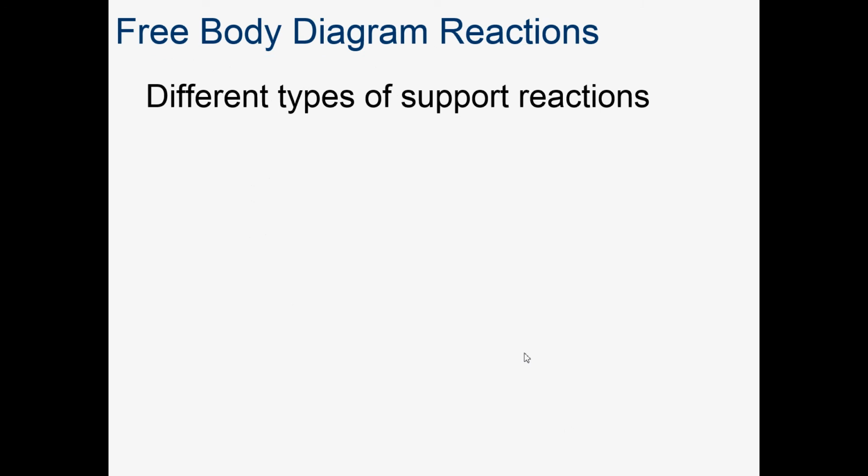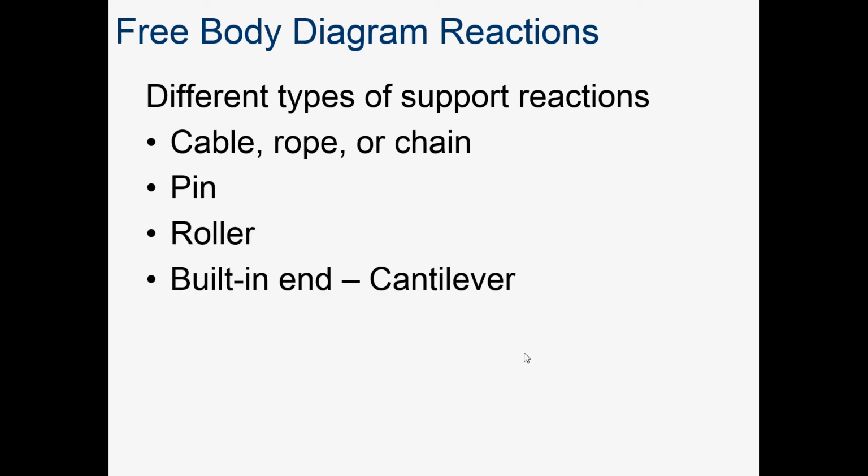Now, we've talked about how to draw a free body diagram, and you're going to draw a couple for your homework today. But we also want to look at how things are held down to the ground, down to other objects, supported, like what holds them. And we have some basic types of supports. The simplest one is just a cable or a rope, a chain, something like that. We have pins, we have rollers, and we have what's called a cantilever connection. These are the 4 we're going to look at.